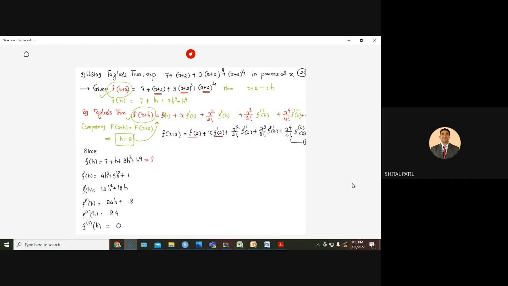So f of 2 is 7 plus 2 plus, please do it yourself. How much is this? 49. F dash of 2, f double dash of 2, f triple dash of 2, f fourth derivative at 2.